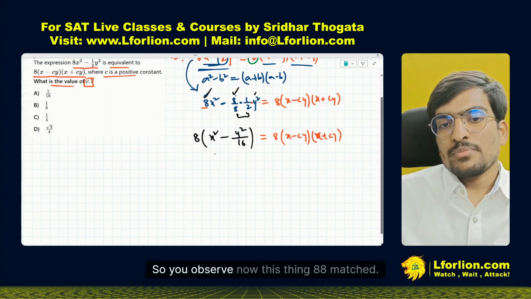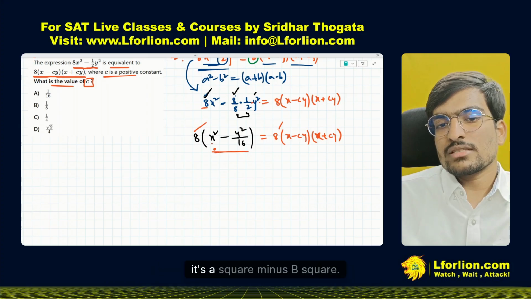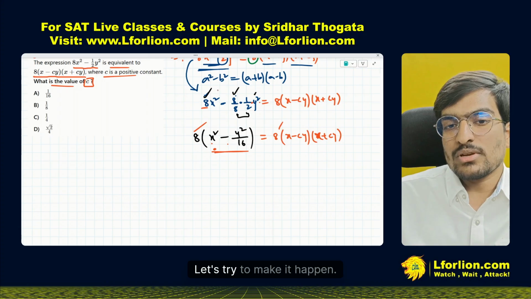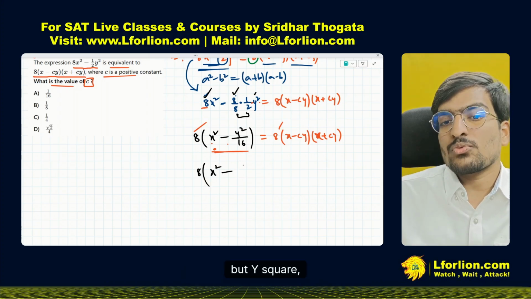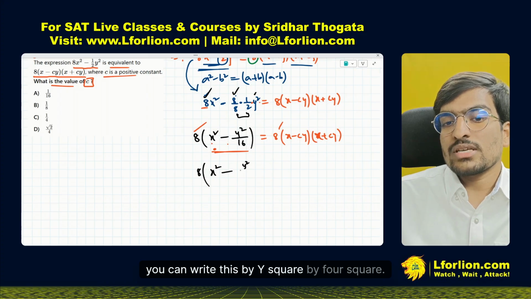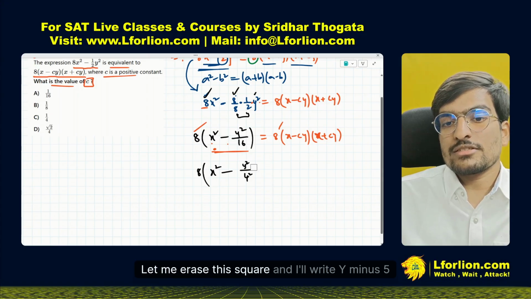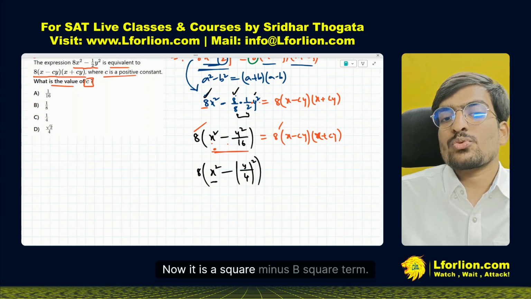So you observe now the 8 and 8 matched. The remaining thing you need to match is a square minus b square. It's not perfectly looking like a square minus b square, so let's try to make it happen. x square is fine, but y square you can write as y square by 4 square. It's perfectly a square minus b square. Let me erase this square and I'll write y by 4 whole square directly. Now it is a square minus b square.